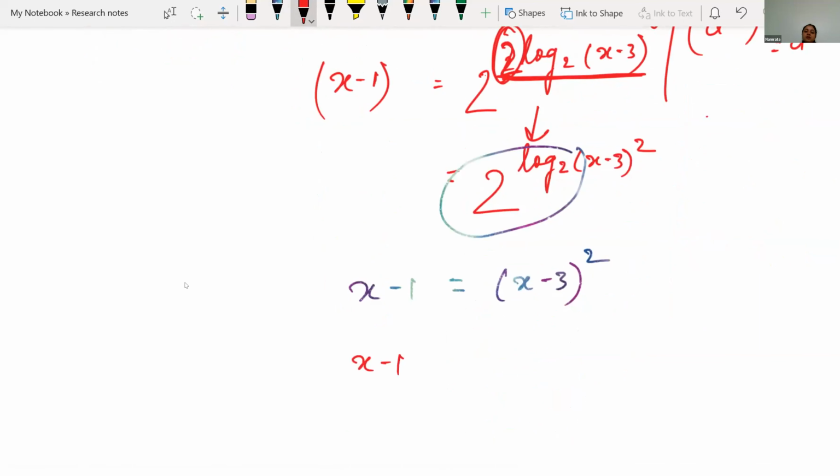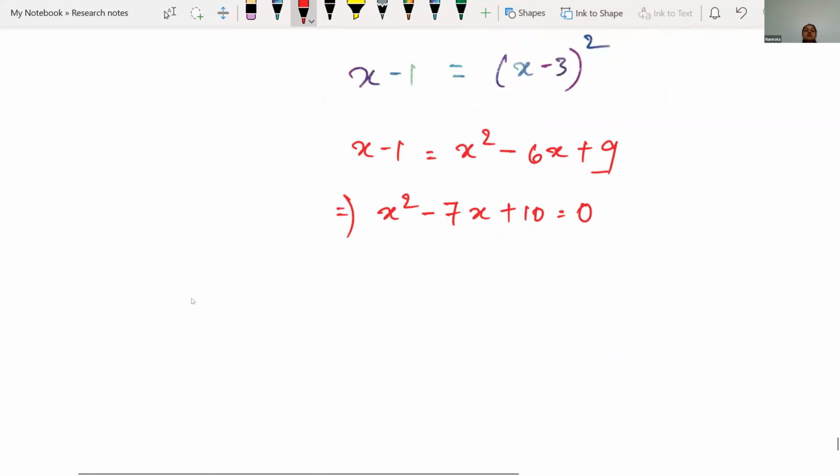So x minus 1 is equal to x square minus 6x plus 9. Let's do it quickly. So x square minus 6x minus x, minus 7x, plus 9 plus 1, plus 10 is equal to 0. Let's see whether we can factorize it or not. We will go for the formula method, but first we will check whether factorization works. I can see 5 and 2, we can break it, right?